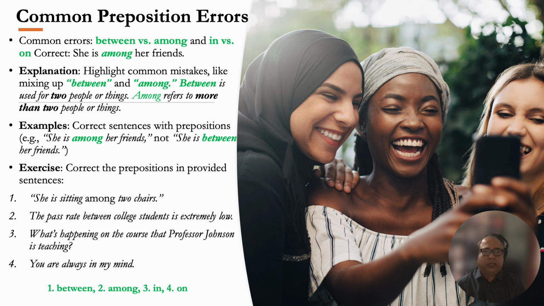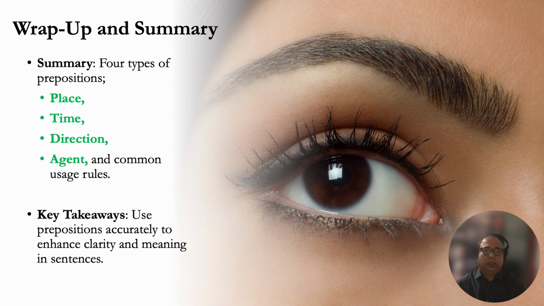How did you do? Are you doing well so far? Great. Let's move on and wrap up today's lesson. Okay, this was a very important lesson for you to learn prepositions: time, place, directions, agent. So there are 4 types of prepositions. And what's the key takeaway for you? That you must use prepositions correctly to enhance clarity and meaning, right? The sentences should be clear to the reader, and the reader should be able to understand the meaning of your sentences if you use the preposition correctly.